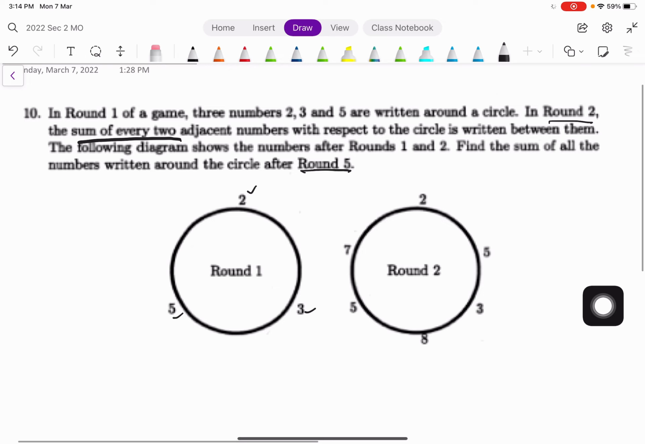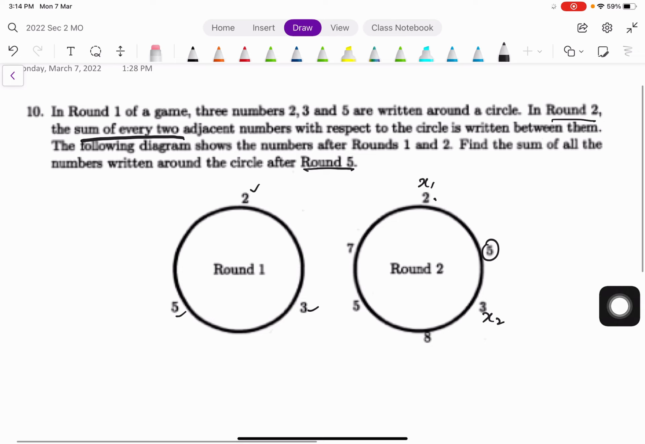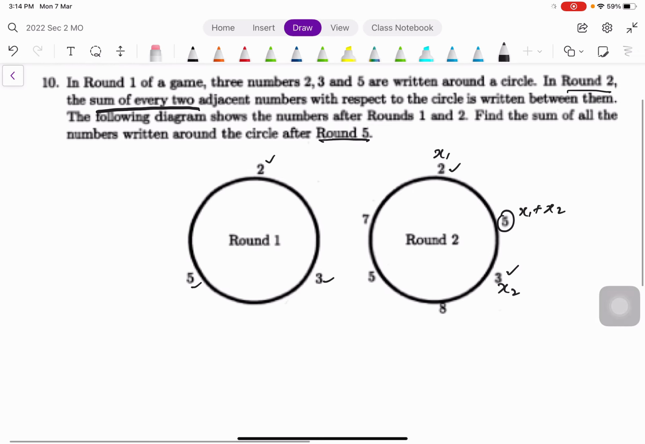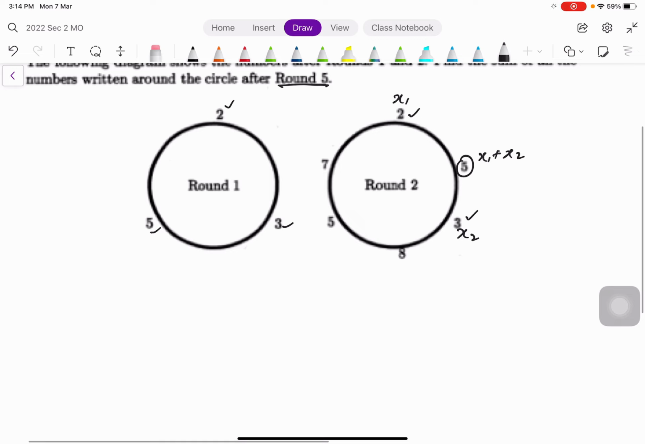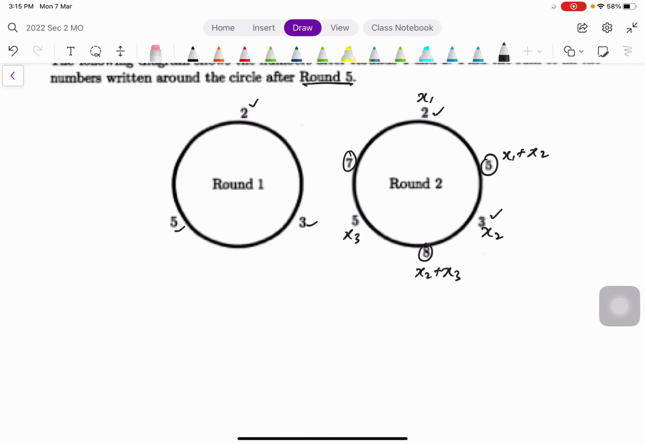Therefore, in this case, can I call this x1, and then I call this x2? And what is 5? 5 is the number 2 plus 3, right? Therefore, it is actually x1 plus x2. Then in this case, what do you get? 8. Therefore, this is x3, right? 8 is actually x2 plus x3, because 3 plus 5 gives you 8. And then what is this number 7? 7 is actually x1 plus x3.